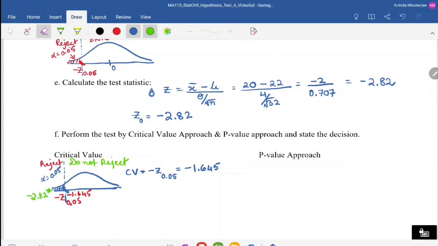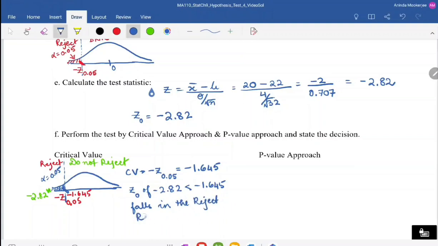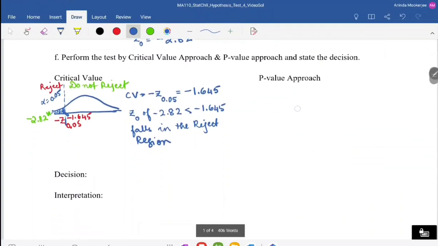So the way we are going to write this is z sub 0 of negative 2.82 is less than negative 1.645. It falls in the reject region. So our decision is going to be reject the null hypothesis.